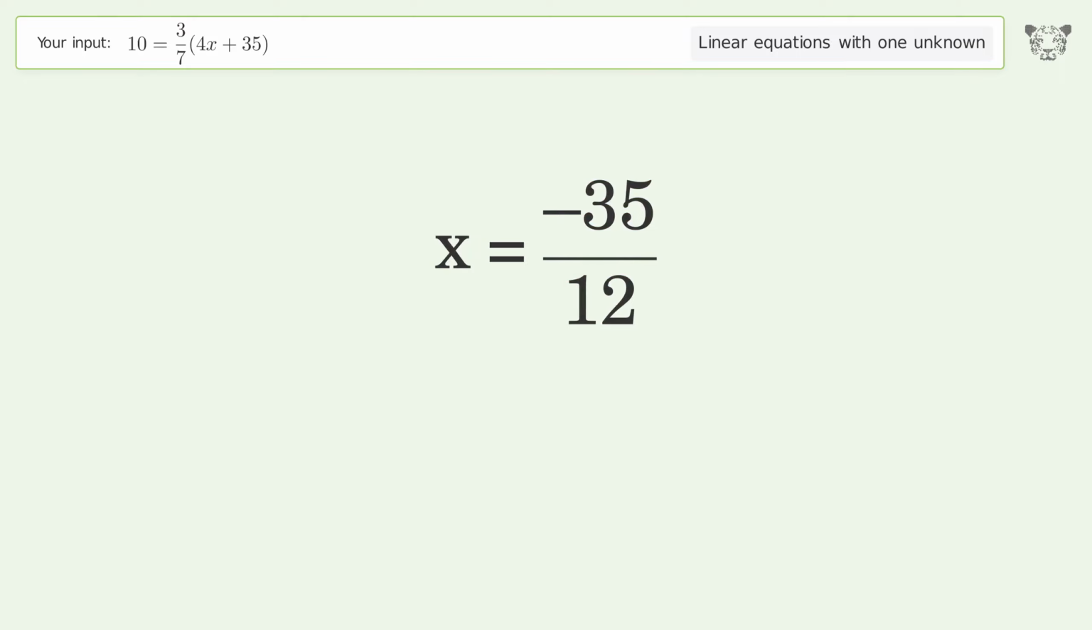And so the final result is x equals -35/12.